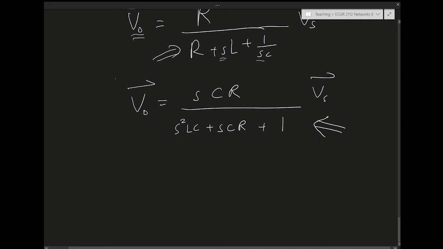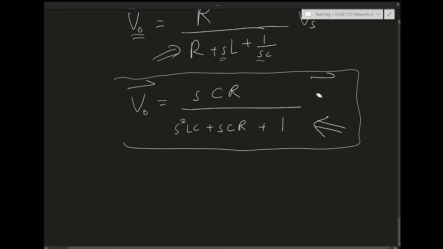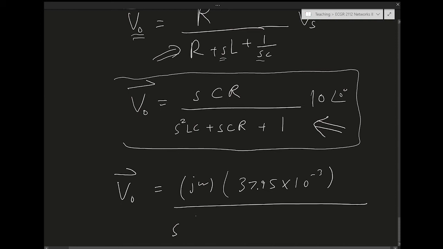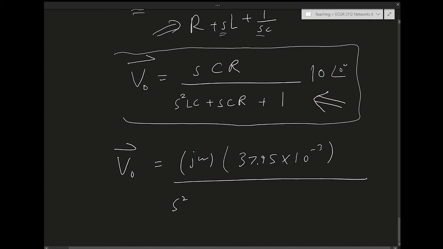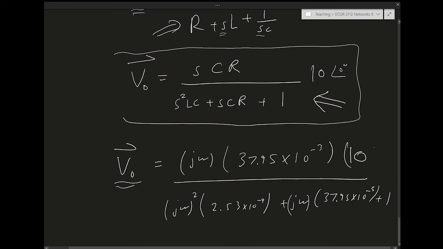Now let's say we want to plot this response. So VS, what is VS? VS is 10 at 0 degrees. So what we could do is instead of S, we can put in J omega. So this equals J omega times C, and we know what C and R are. So 2.53 times 15 gives me 37.95 times 10 to the minus 3, over S squared LC, which is 0.1 times 2.53 times 10 to the power minus 4, plus J omega squared, plus J omega 37.95 times 10 to the power minus 3, plus 1. So now we have VO as a function of frequency, times 10, of course. That's VO as a function of frequency.